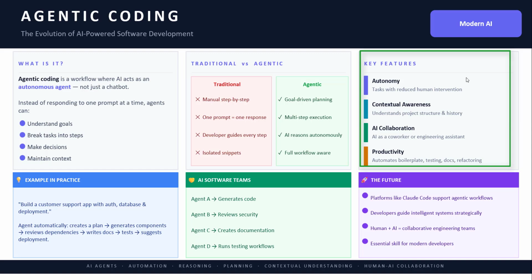Another key feature is contextual awareness. Agentic systems can understand project structures, development goals, coding standards, and workflow history. This allows AI to operate more intelligently within real-time projects.